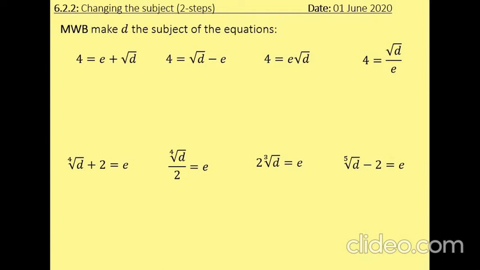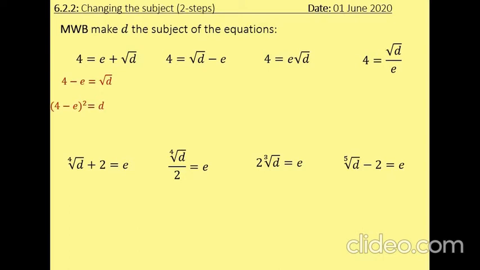Okay, so we're going to go through the answers, so make sure you've got a different colour pen and you're marking your work. So in the first one, we can see that D is being rooted and then E is added. So we work backwards, so we take away E from both sides, and then we square both sides. And we make sure we square everything on the left-hand side.